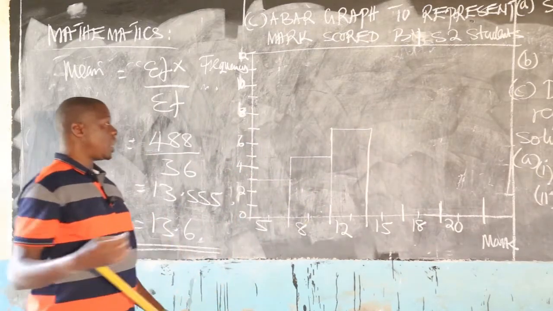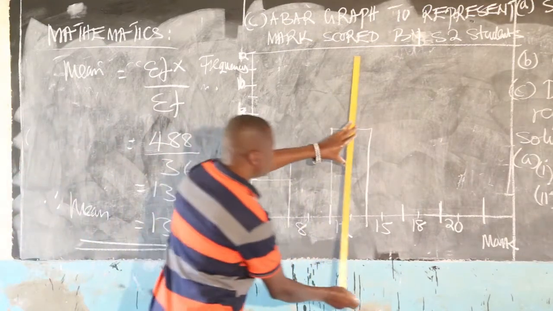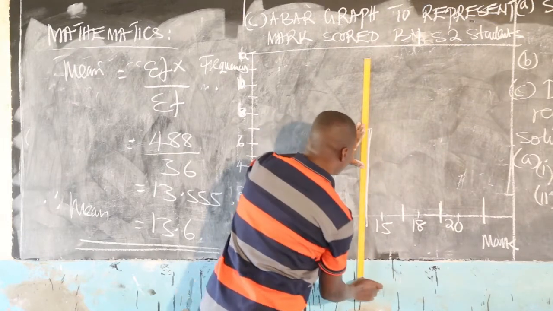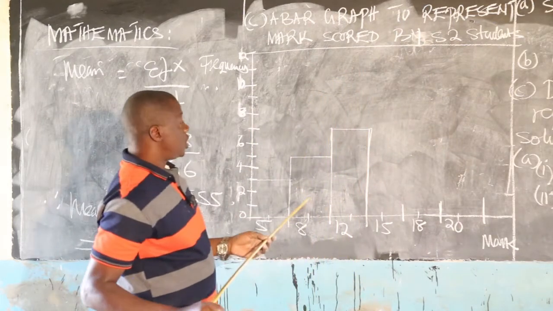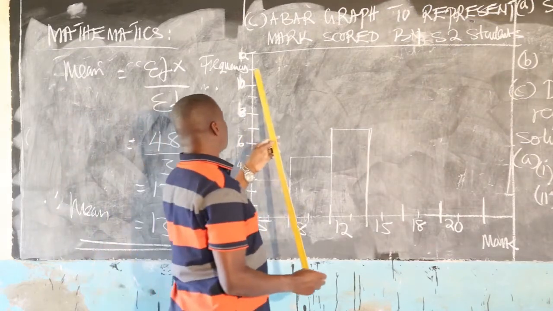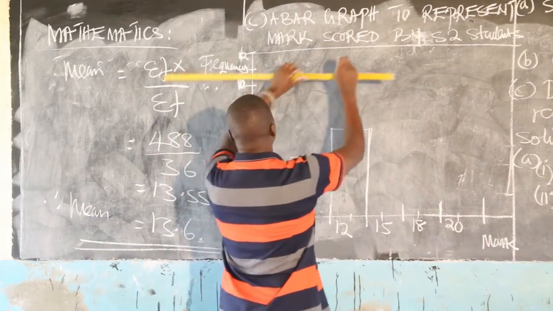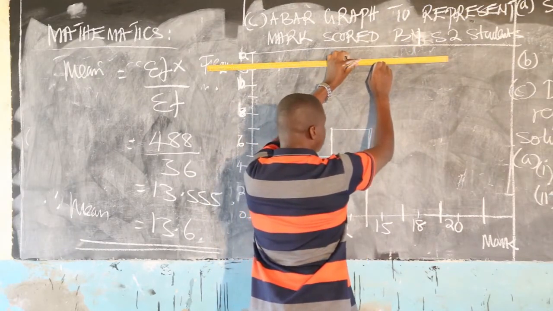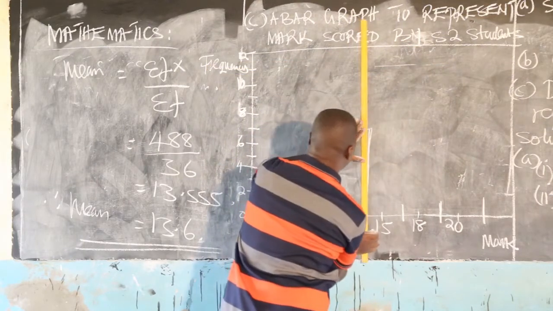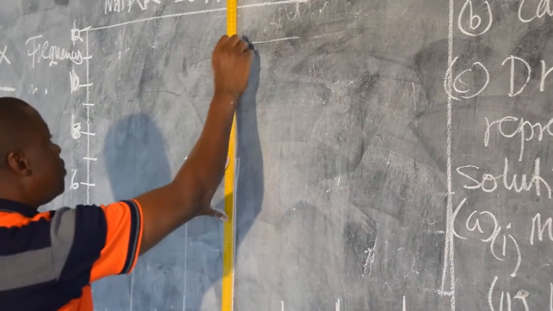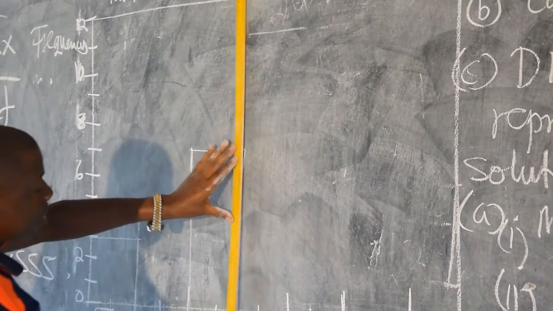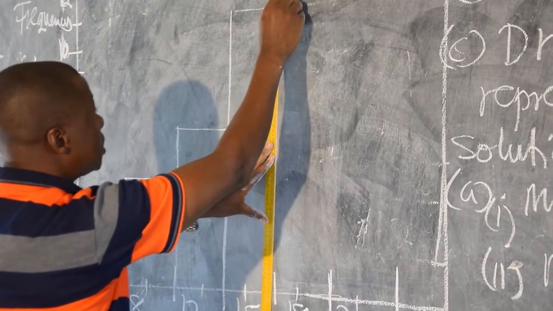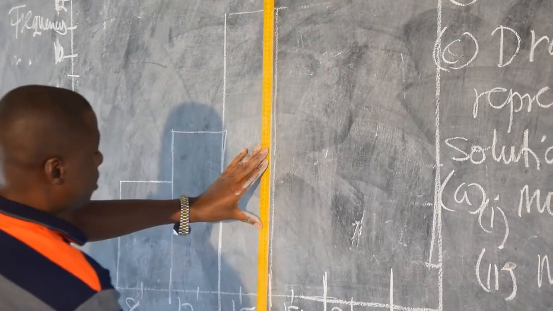Please use a ruler. Let your work be well organized. Next, from 7 we go to 11. It is in between 10 and 12 in that arrangement, and 11 should be the highest.